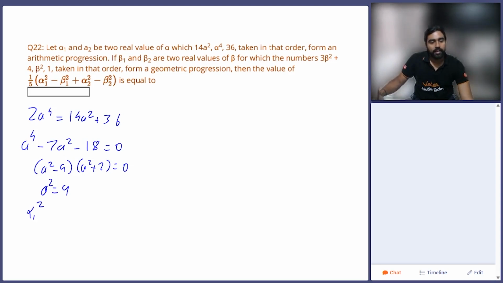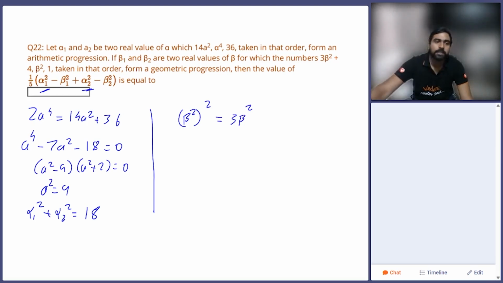So you have alpha 1 square plus alpha 2 square equals 18. Alpha 1 will be 3, alpha 2 will be minus 3. Squaring and adding, it will be 18. So I have the value of alpha 1 square plus alpha 2 square. The second condition is that 3, beta square plus 4, and 1 is a GP. So that means beta square whole square will be equal to (3 beta square + 4) into 1.